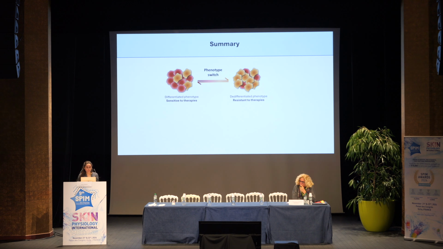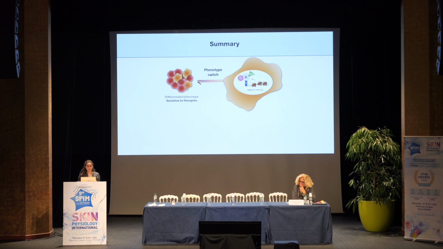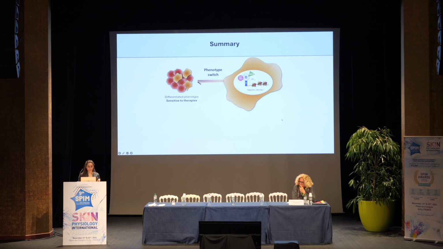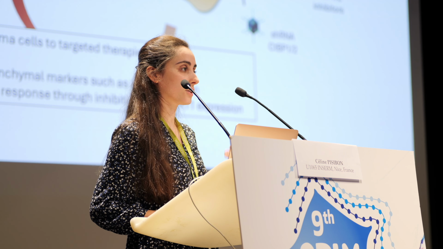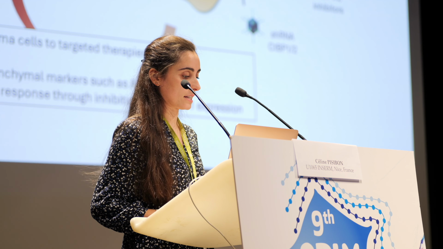So to conclude, we saw that a differentiated phenotype with cells that are sensitive to therapies can switch to a more dedifferentiated phenotype with cells that are resistant to therapies. And if we look closer at this epigenetic landscape and we target these epigenetic players such as GNAQ or CTBP1/2, by pharmacological inhibition or by shRNA in order to decrease their expression, we go back to a more differentiated phenotype with cells that are more sensitive to therapies and also characterized by increased expression of MITF and decreased expression of mesenchymal markers such as AXL.